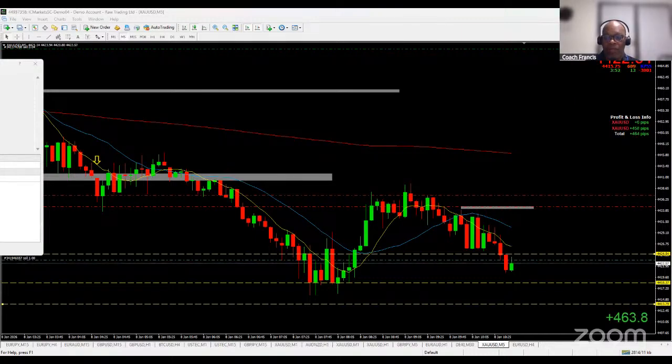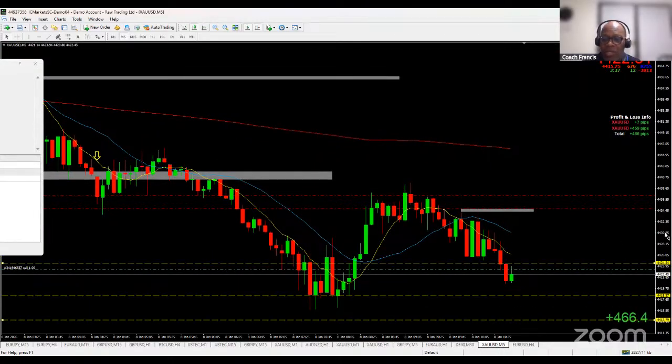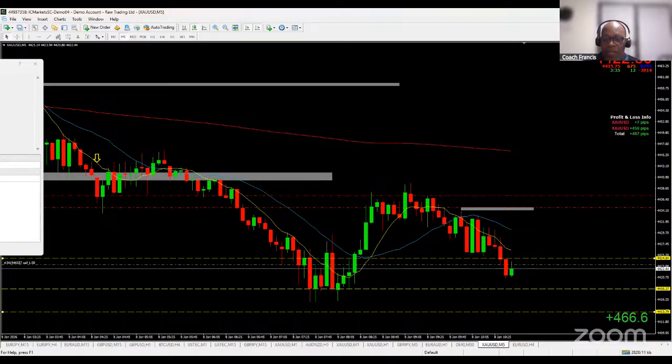Okay. So if we do get a pullback, I will jump in again, guys. I did say to you that we tend to get trades every hour or every other hour on gold. This is a clear example. Okay. So we have entered this trade now. Let's see what happens. We will not necessarily just watch this.